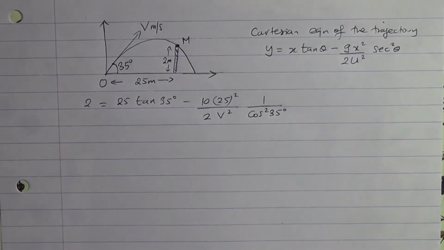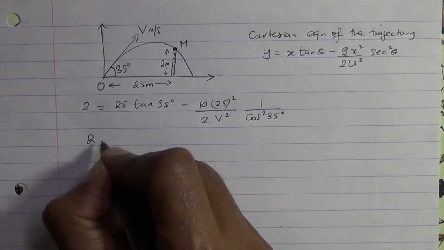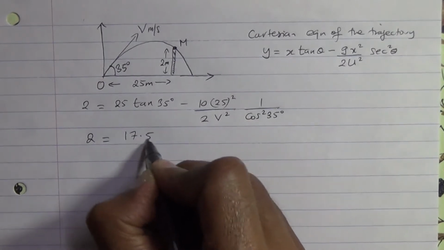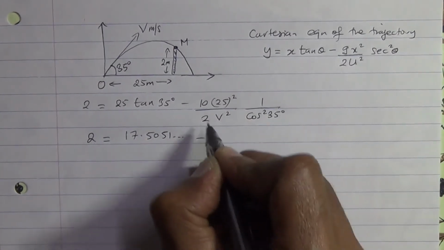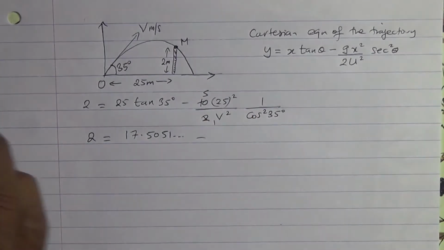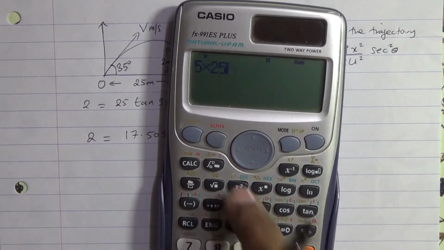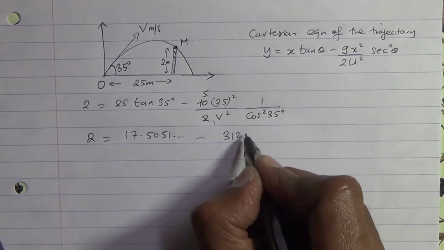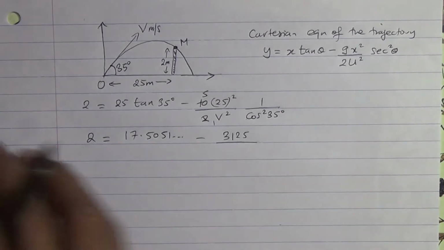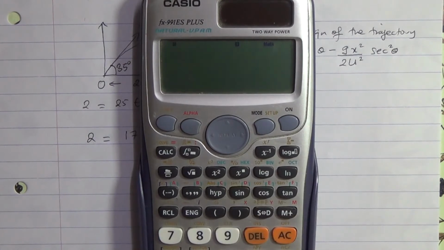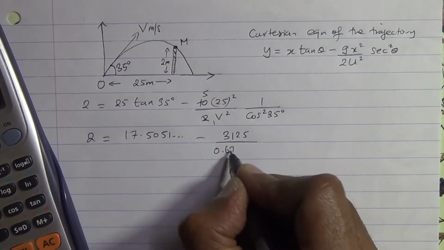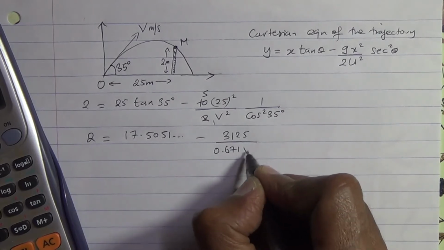So we're going to do this on our calculator. Therefore I've got 2 is equal to 25 multiplied by tan of 35, which is 17.5051 and so on, minus 5 multiplied by 25 squared, which turns out to be 3125, divided by cos 35 squared, which is 0.671, and then over v squared.